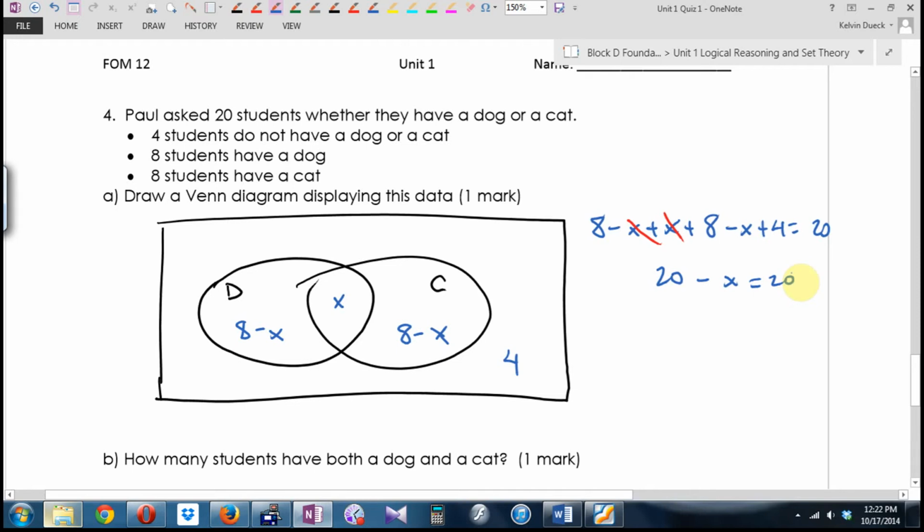Hey, Laura, what's X this time? It's a trick question. 20 take away what equals 20? Oh, 0. Yeah! So, Laura, ready? What's the overlap this time?